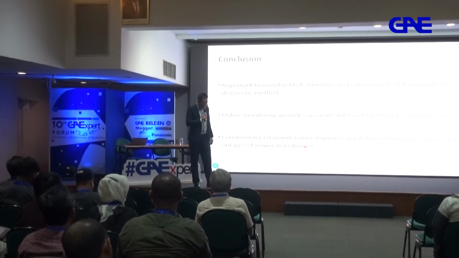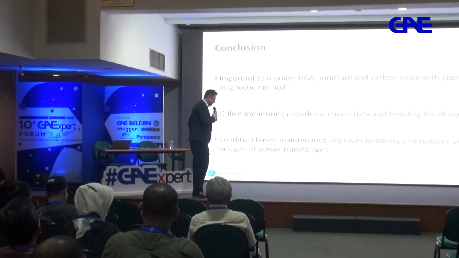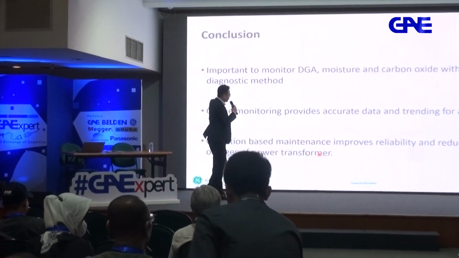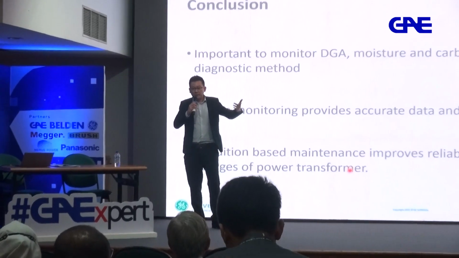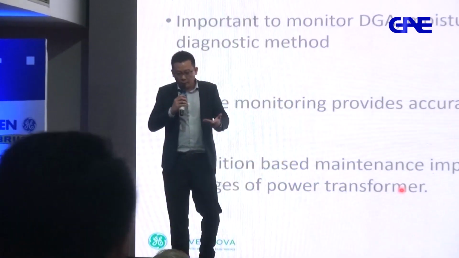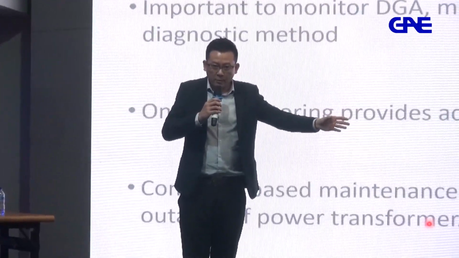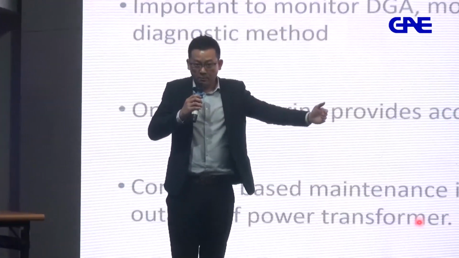Okay, thank you for the question. Very simple, for online DGA monitoring, we look at the frequency. Like you mentioned, if you do offline, probably it's half yearly, one result. So the next half year will be one result, so it's very hard to do trending of gases.